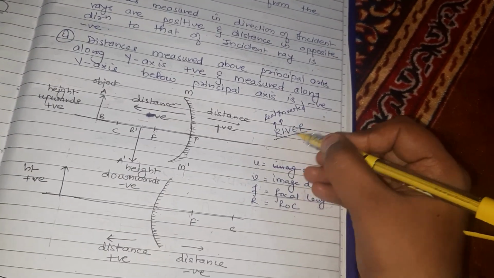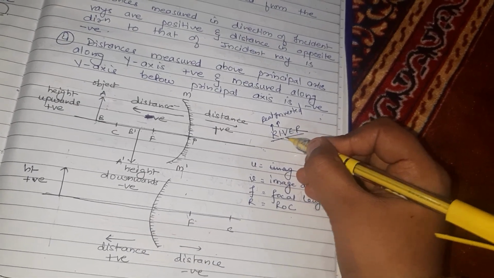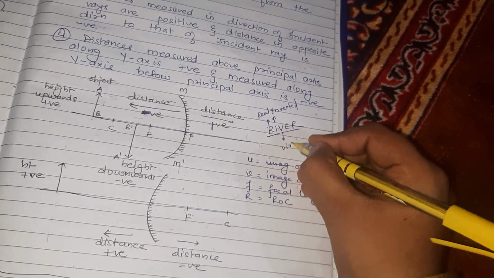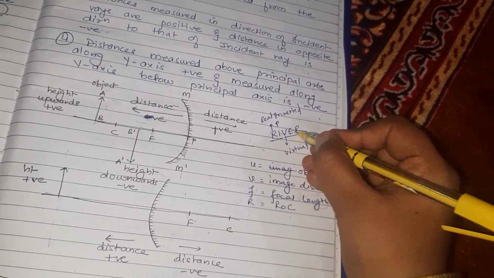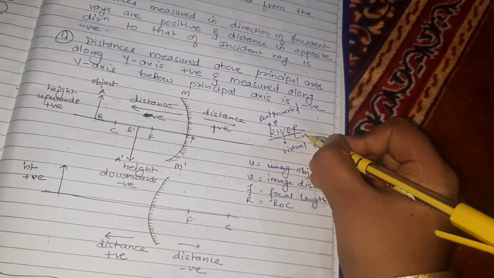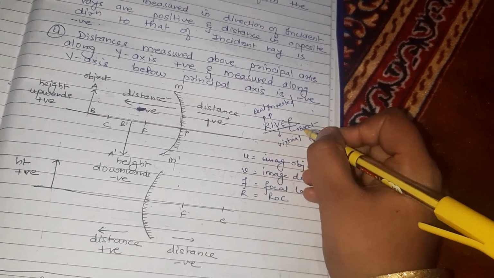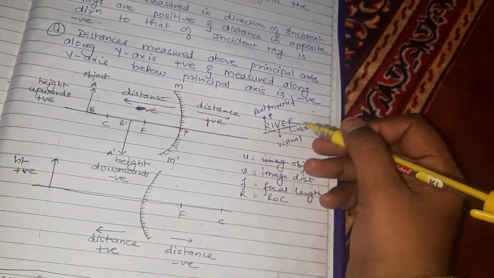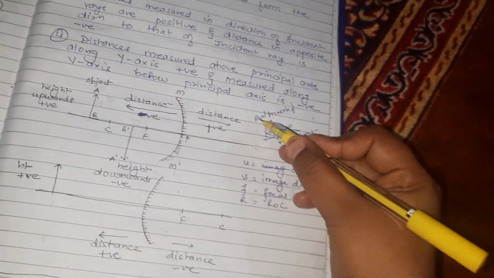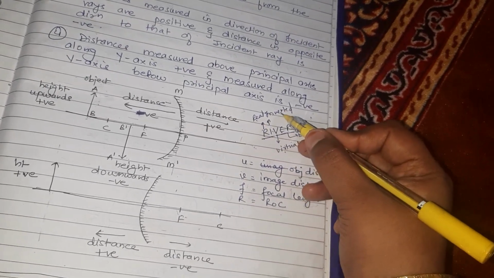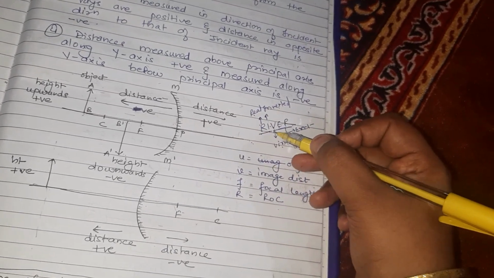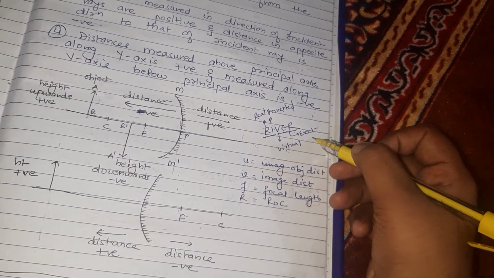And in the word, V stands for virtual and ER stands for erect. So if any image is virtual, then it is always erect. So from this word you will always remember that if it is a real image, then it is always an inverted image, and if it is a virtual image, then it is always an erect image.